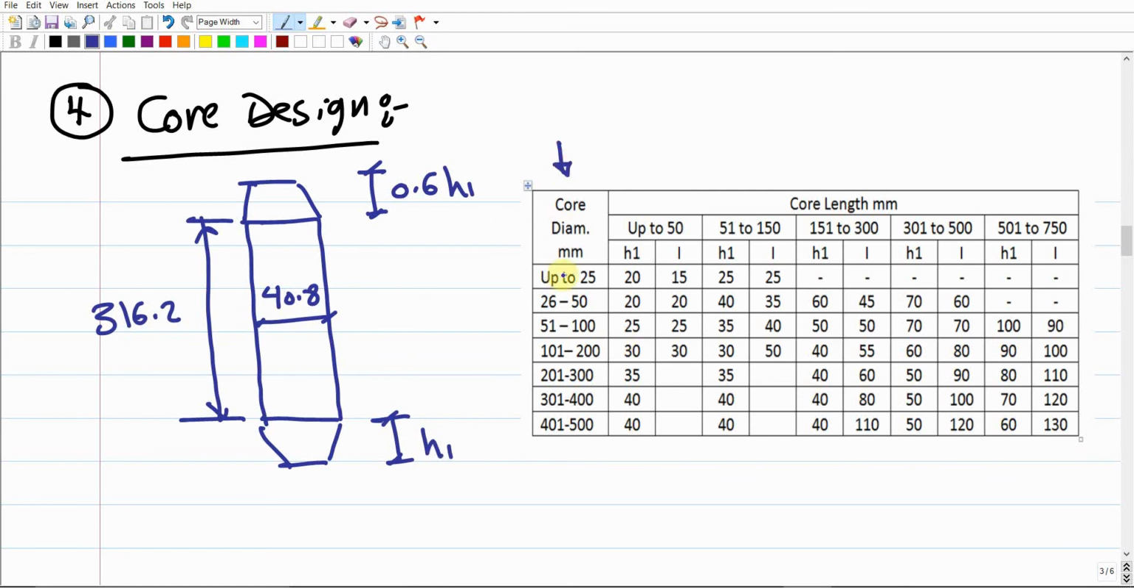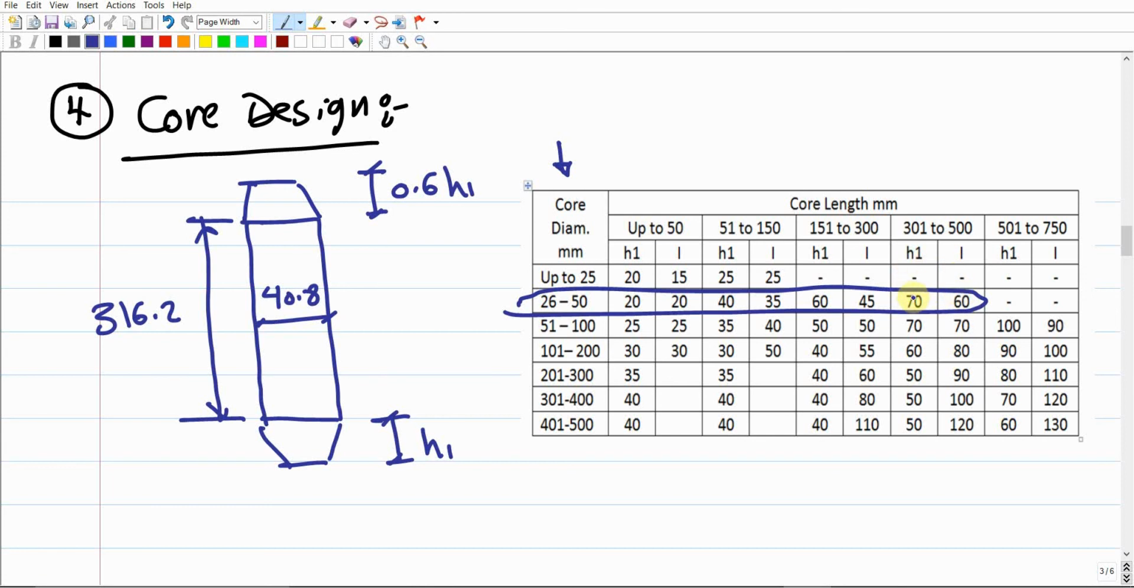As we discussed, you're going to go to the core diameter. The core diameter is 40.8. So is it up to 25? Nope. It is 26 to 50. Yes. So it should be one of these numbers located over this row, right? Some of these numbers. Then, how much is the length? The core length is 316.2. So it should be located within this range, 301 to 500. And we have two numbers here.